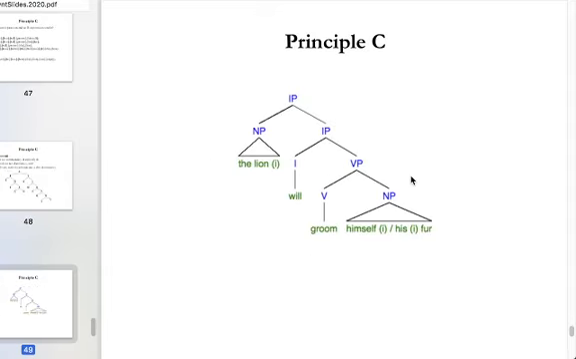So check this out. The lion will groom himself, or the lion will groom his fur. These are the two easy examples we started with. And the easy solution to these was, hey, the lion, this noun phrase, the R-expression, occurs before himself or his fur. And that was good enough, but that approach broke down later. So here's a much more complicated theory of why these two things are allowed to co-refer here.